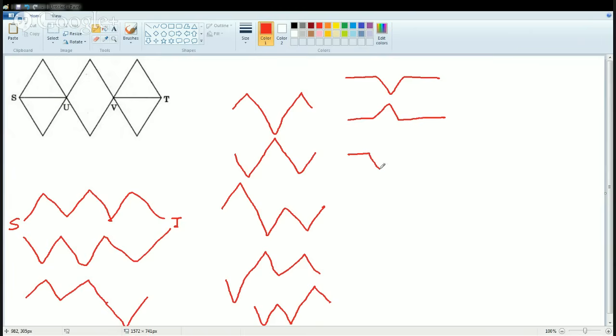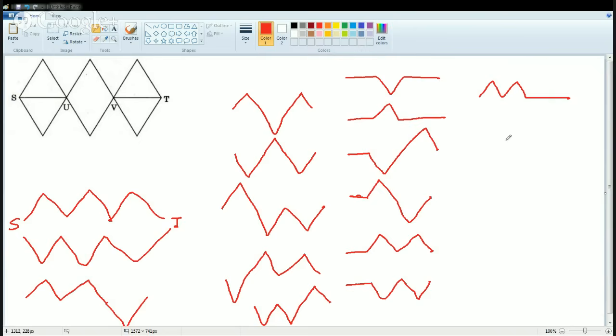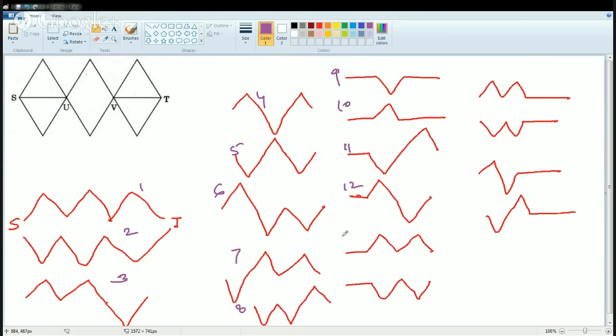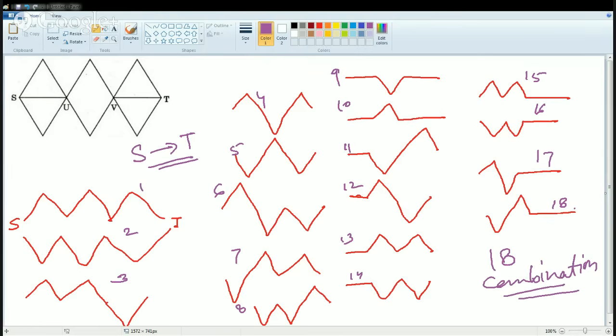The next I will be going straight, then down and then up. The next would be straight, then up and then down. Next would be straight, 2 up, straight, 2 down. So this is from S to U, the straight. Now I am taking this as a triangular curve, and from V to T I would be taking a straight. The next combination would be up, up, straight, down, down, straight. Then you have up, down, straight, and down, up and straight. So let me count the number of combinations. 1, 2, 3, 4, 5, 6, 7, 8, 9, 10, 11, 12, 13, 14, 15, 16, 17 and 18. So in this figure, if I am trying to reach from S to T, there are a total of 18 combinations that I can make.